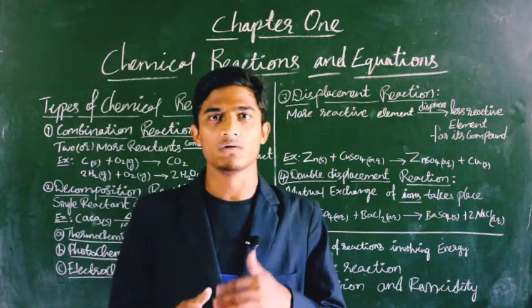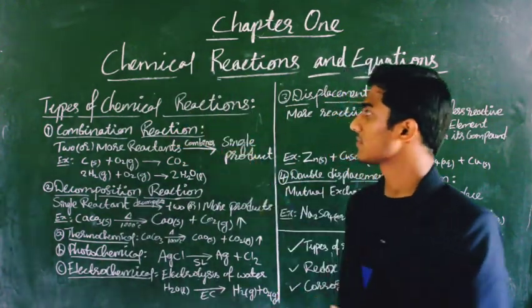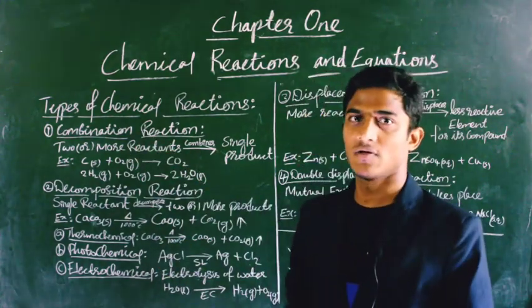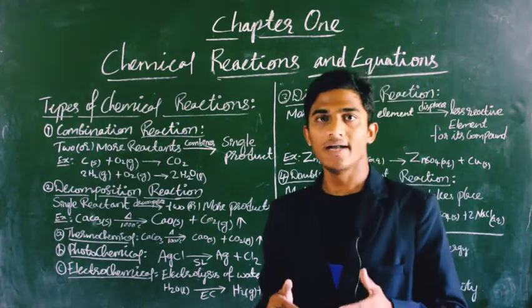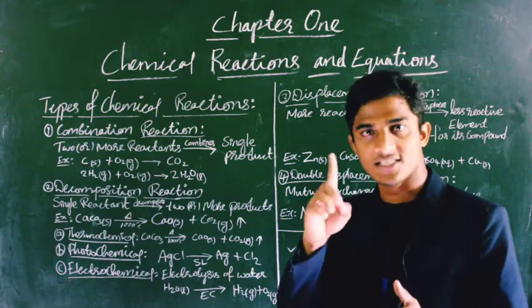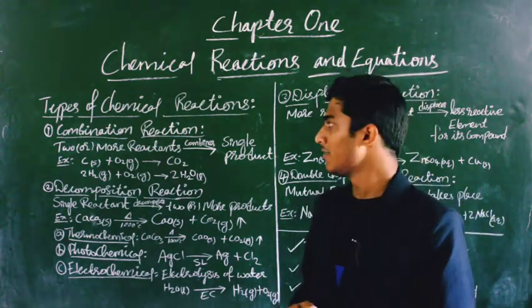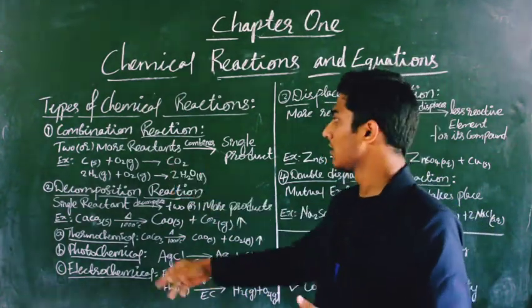Now let us go step by step. Types of chemical reaction. Combination reaction. What is combination reaction? The definition for combination reaction is: when two or more reactants combine together to form a single product, it is known as a combination reaction. We'll understand the definition clearly with the given examples here.